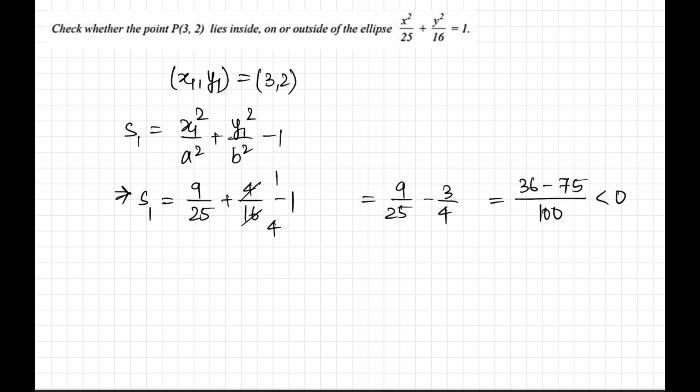Now clearly this is less than 0. And S1 less than 0 is the condition which says the point lies inside of the ellipse. So that is the answer to this question.